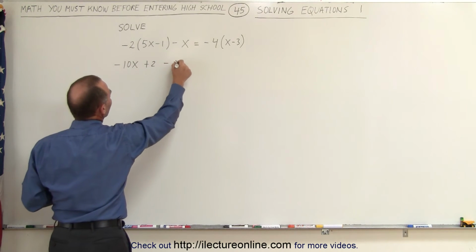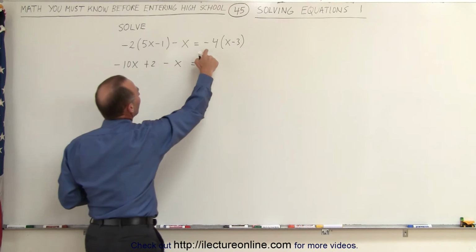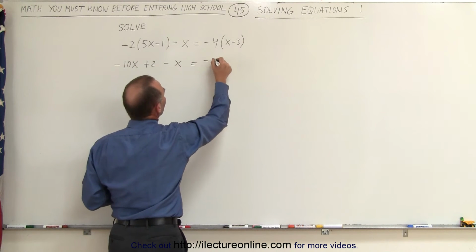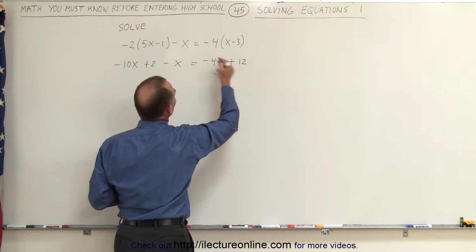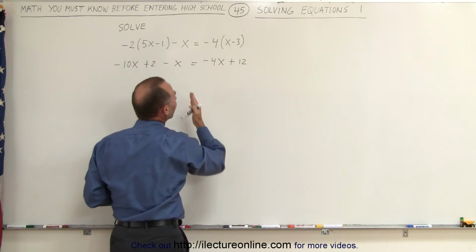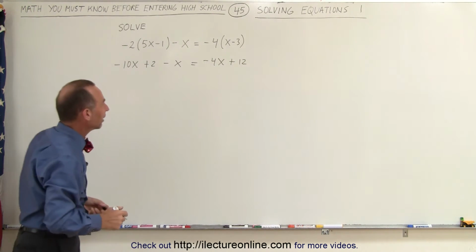We still have the minus x equals minus 4 times x is a minus 4x, and a minus 4 times a minus 3 is a plus 12. Notice how I write the equal sign in the same place, and that's the preferred method.